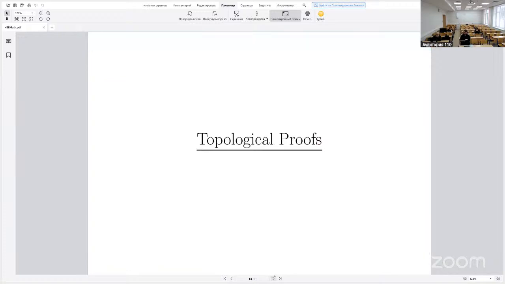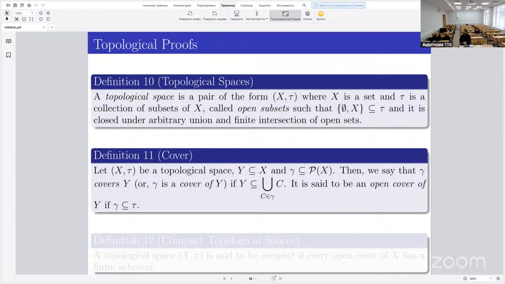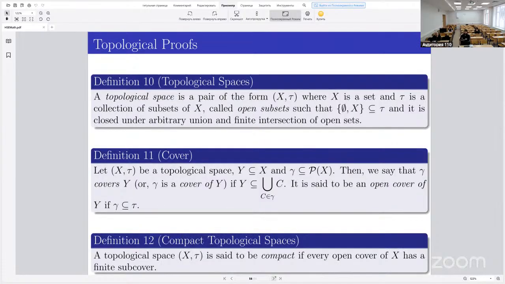So yeah. Now the topological proofs. I will very briefly mention the definition of a topological space, just to say that we are on the same page. A topological space is a pair (X, tau) where X is a set and tau is a collection of subsets, called the open subsets, such that the empty set and the whole set belong to tau, and tau is closed under arbitrary union and finite intersection of open sets. Now for covers: if you have a topological space (X, tau) and take a subset Y of X and a set of subsets of X, say gamma, then we say that gamma covers Y if the union of the elements in gamma contains Y. It is said to be an open cover if every element of gamma is actually open. Compact topological spaces are those for which every open cover has a finite subcover.